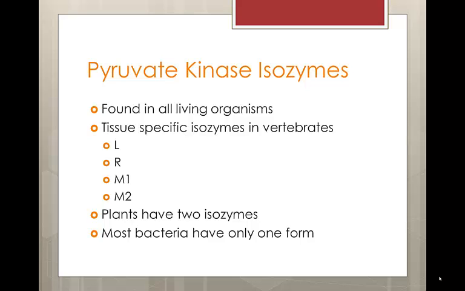The L type is found in the liver, R is in the red blood cells, M1 is found in the muscles, heart, and brain, and M2 is seen in fetal tissue during the early weeks of development. Plants contain 2 isozymes, a cytoplasmic and a plastid form of the enzyme. Most bacteria only have 1 form, with the exception of E. coli, which does contain 2.